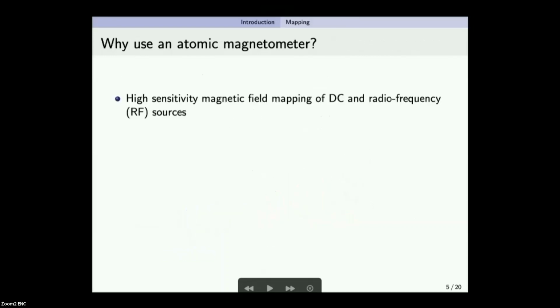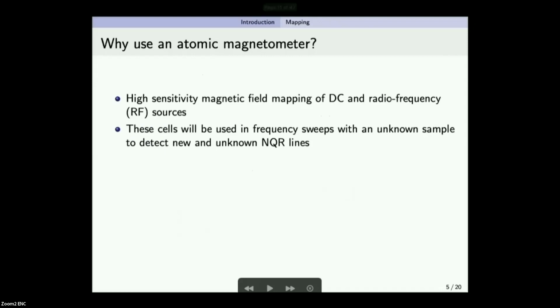So why use an atomic magnetometer? They're very good for detecting radio frequency and DC sources, and they are able to do mapping. So you can get a 2D image, or I guess a 2D vector measurement of the magnetic fields in the area. They can be used for frequency sweeps because they're so easy to tune. You just have to change a static field and the resonance frequency changes with it. For me, that just involves turning a knob, and it's extremely easy. You can probably even automate it completely if you wanted to.